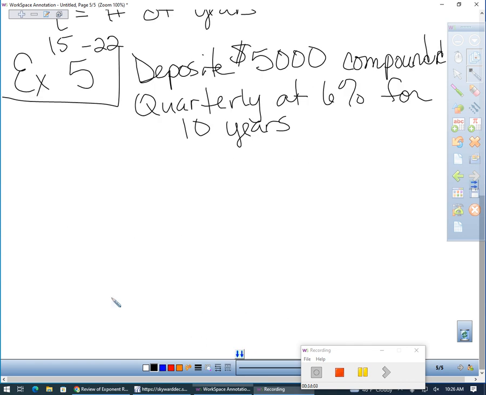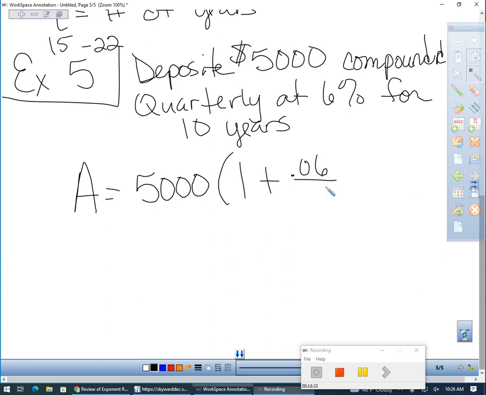I'm going to plug this into our equation. So A equals, how much are we starting with? 5,000. Parenthesis, 1 plus. R, how do I make 6% into a decimal? Good, 0.06. Over. We have quarterly written here. How many times did you guys tell me that was? 4. And then in my exponent, I have 4 times the number of years, which is 10. So now we're all going to grab our calculators. We're going to find out how much money we have if we don't touch it for 10 years.